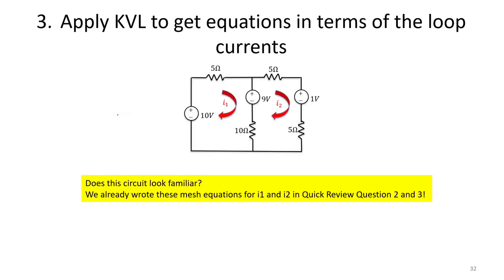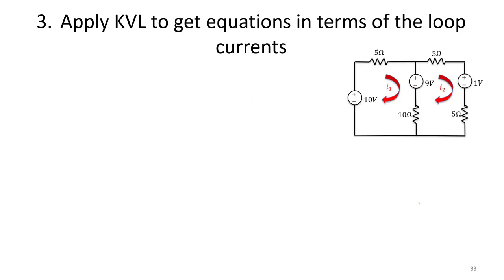Let's move on to step 3. Remember, step 3 was to apply Kirchhoff's voltage law to get equations in terms of the loop currents. So here we're talking equations in terms of I1 and I2. Well, wait a minute. Does this circuit look familiar? It turns out we already wrote these mesh equations. If you'd like, consider pausing the video and trying them again on your own. Let's go ahead and just remind everybody what these mesh equations are.